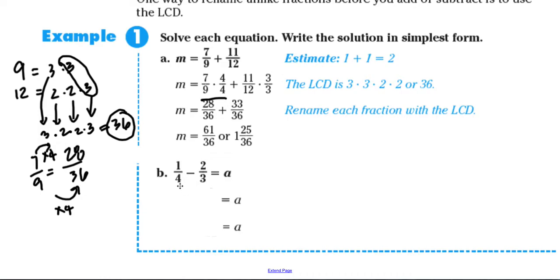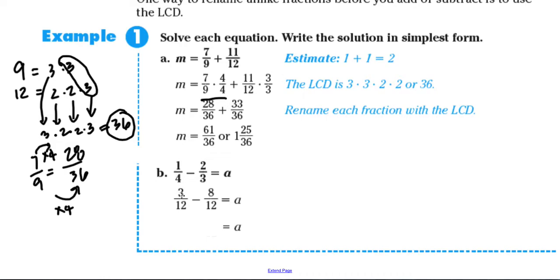So in this case, the GCF of 4 and 3 is 1. So you have to simply multiply 4 times 3. That will give you 12 as the LCD. Okay? So your least common denominator would be 12.